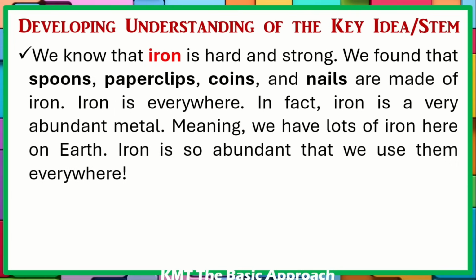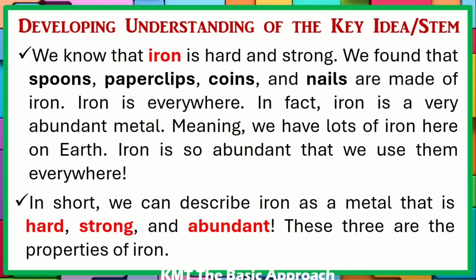We know that iron is hard and strong. We found that spoons, paper clips, coins, and nails are made of iron. Iron is everywhere. In fact, iron is a very abundant metal, meaning we have lots of iron here on Earth. Iron is so abundant that we use them everywhere. In short, we can describe iron as a metal that is hard, strong, and abundant. These three are the properties of iron.